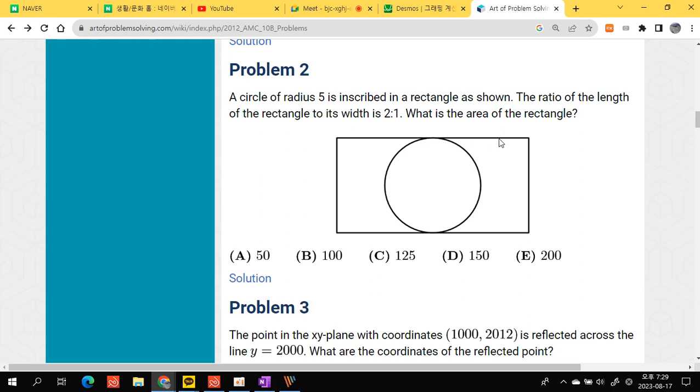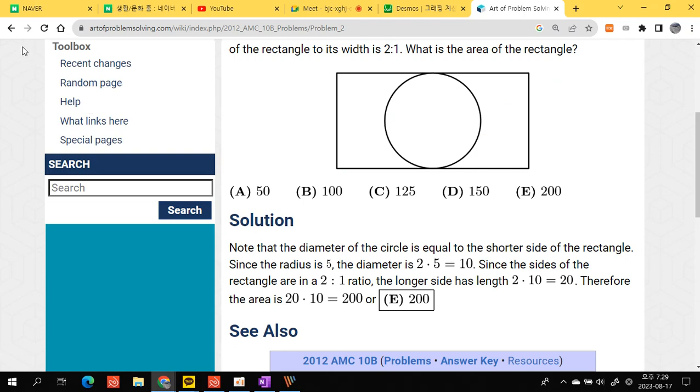Oh, 50. I mean, because its radius is 5, the diameter is 10. So, I misread it. Okay. In that case, 200. Yeah, 200. 10 and 20 makes 200.